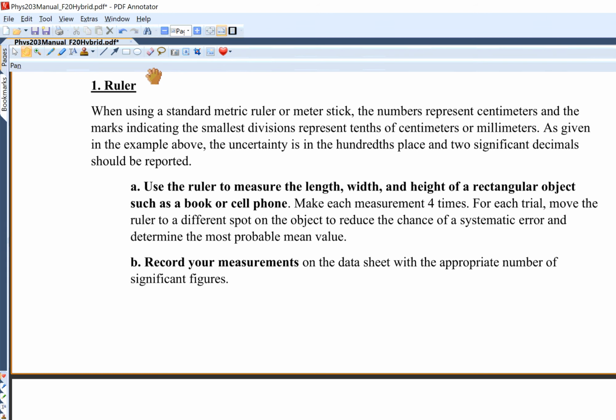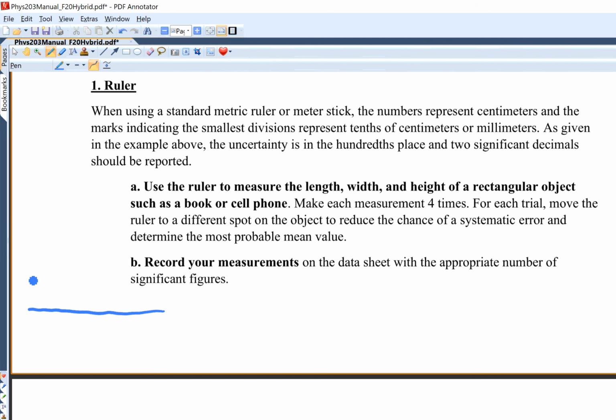Okay, so now we'll move into the practical parts of this lab. And the first part is where you're going to be using a ruler. A ruler or a meter stick. If you don't have a ruler, you can come see us and we will help you get one. You can borrow one. So a ruler, you're going to use the metric side of the ruler.